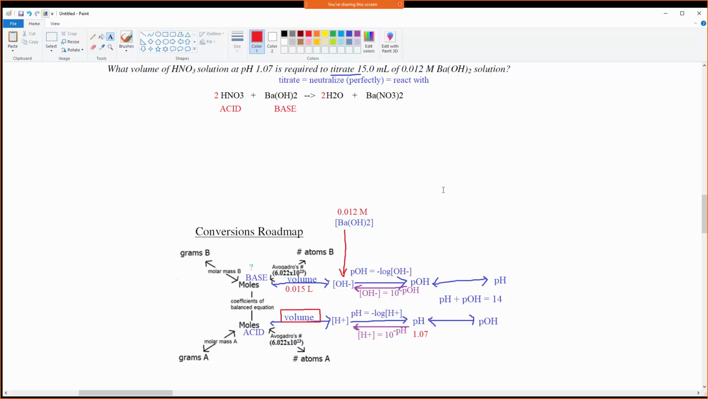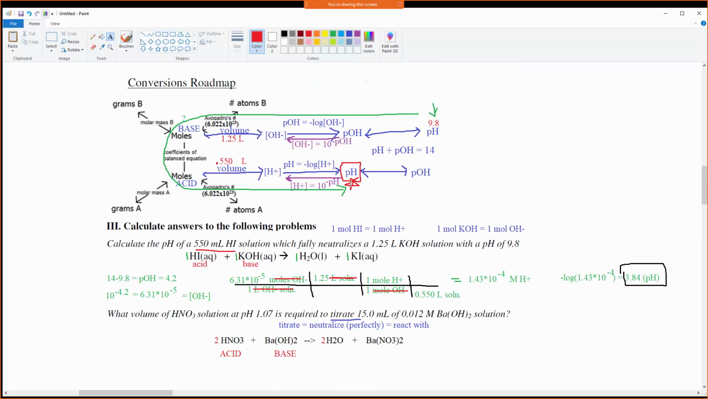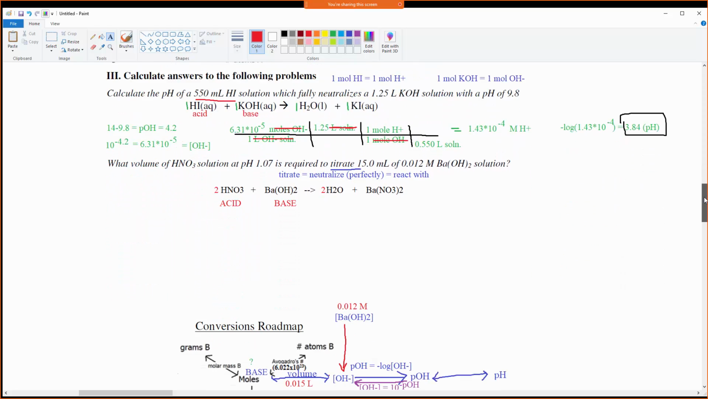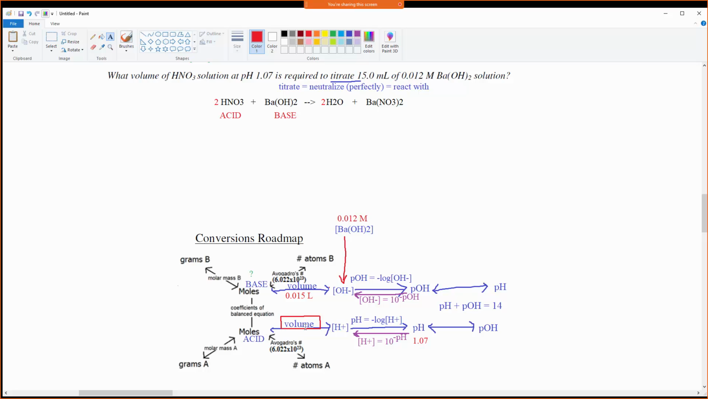One other piece that I'm noticing here is that my volume's in the middle, right? Usually, as we did here, your volume's at the end. So how do you solve a problem when what you're looking for is in the middle of the roadmap? Yeah, we're gonna converge on it. So we can come from this direction and stop at moles, and come from this direction and stop at molarity. Once I have moles per liter and I have moles, then I can put those together to find volume, right? Okay, all right. We can do this. Where shall we start?